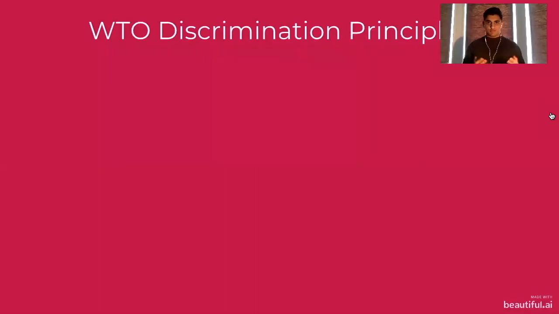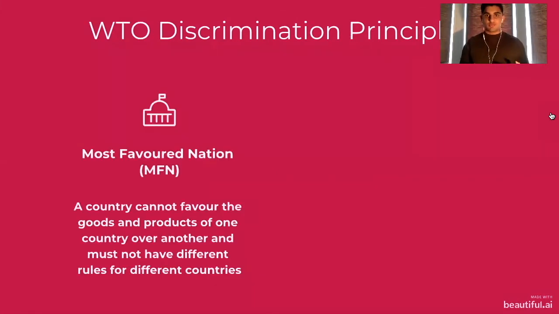In doing so, the main principles of the WTO are these things called anti-discrimination principles. And so these two principles that I'm going to speak about really do underpin what the WTO is trying to achieve, or trying to combat, really, in international trade. The first of the most important WTO principles is the most favored nation principle. Now, this is where a country can't favor the goods and products of one country over another, and it cannot have different rules for different countries.